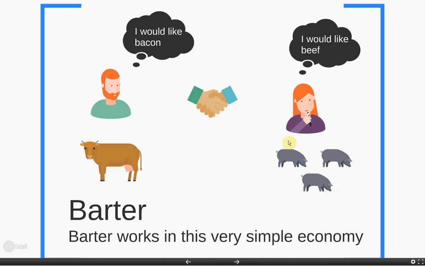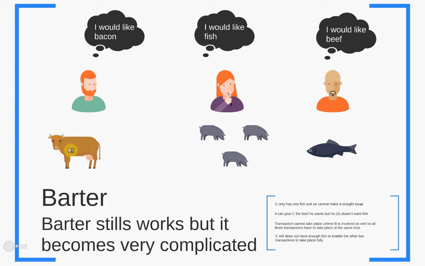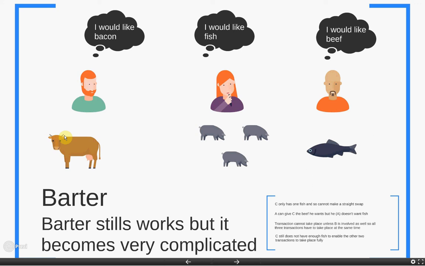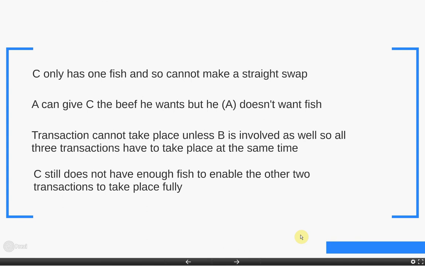Very, very simple indeed. However, if you have more participants in the economy, if you have more stakeholders, that sort of principle ceases to be possible. So if you have the scenario where you have three stakeholders in the economy and there aren't just pairwise swaps that they want to do, so here A wants to eat the pigs, B wants to eat the fish, and C wants to eat the beef, you could still use barter, but all three participants would then have to sit down at the same time and come to the same agreement at the same time. You couldn't do each transaction in sequence. So as we explain here, C only has one fish, so can't make a straight swap.